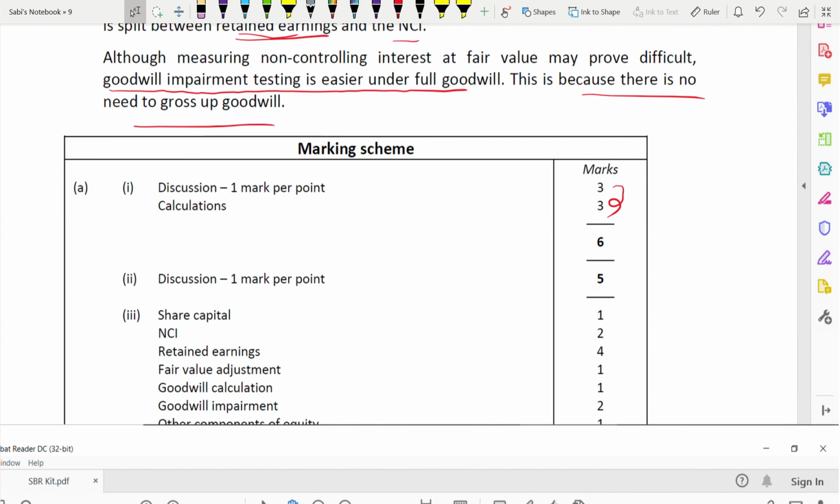Okay. Next is for 5 marks, 1 mark per point. That means 5 points you need to discuss. What was the second part? Restructuring provision.